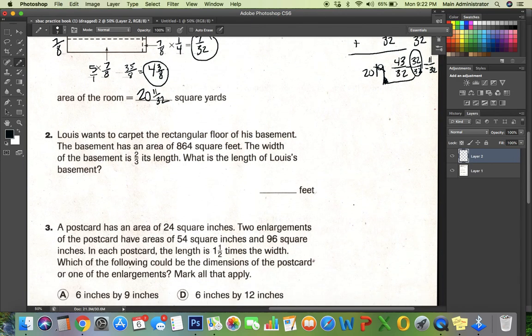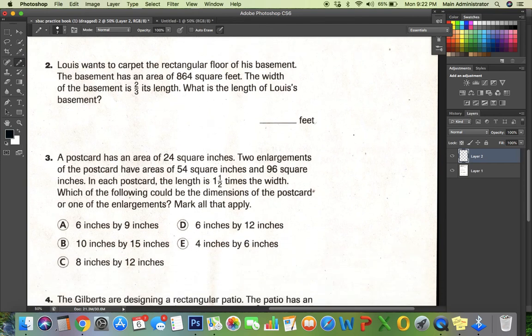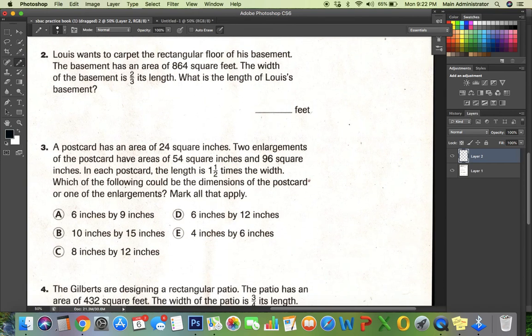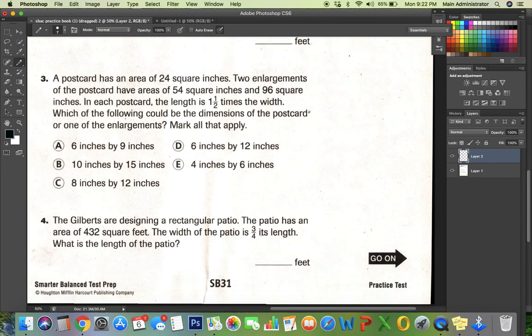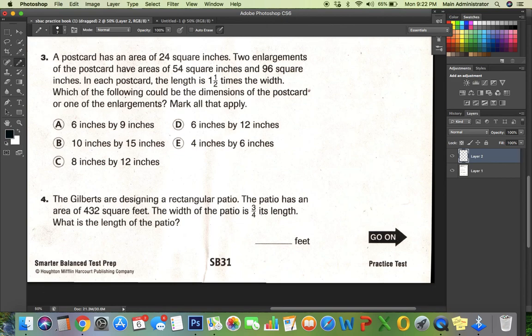All right, I'll actually do number 2 here. Lewis wants to carpet the... no, I'll do number 3. Okay, I'll save 2 and 4 for the next one. A postcard has an area of 24 square inches. 2 enlargements of one postcard have areas of 54 square inches and 96 square inches. In each postcard, the length is 1/2 times the width. Which of the following could be the dimensions of the postcard or one of the enlargements?